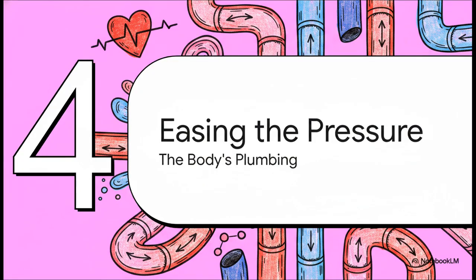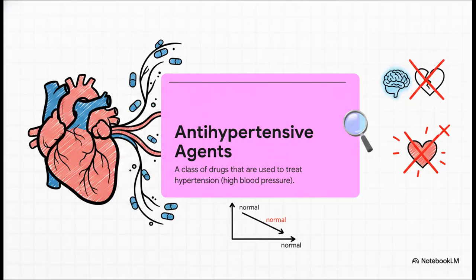Okay, on to our last big topic, high blood pressure. And for this, we've got another great analogy. If the heart is an electrical grid, think of your circulatory system, your veins and arteries, as the body's plumbing. High blood pressure is basically too much pressure inside the pipes. The drugs that deal with this are called antihypertensive agents. And look, their job is way more important than just making a number on a cuff go down. The real goal here is to prevent the big, scary stuff, like strokes and heart attacks.